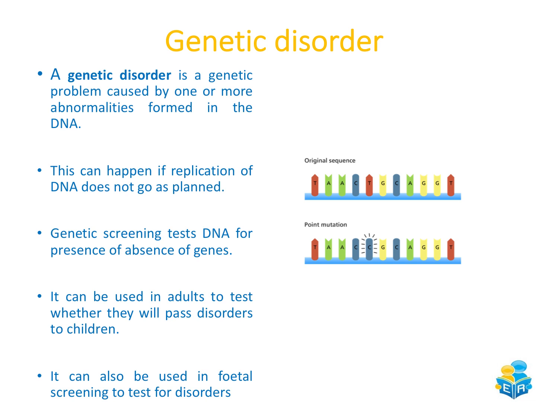But we can actually use genetic screening then to test DNA for the presence or absence of genes. So this can be used in adults to test whether they will pass disorders onto their children. And it can also be used in fetal screening to test for disorders before the child is born, so plans can be put into place to make sure that adequate supports are going to be there.